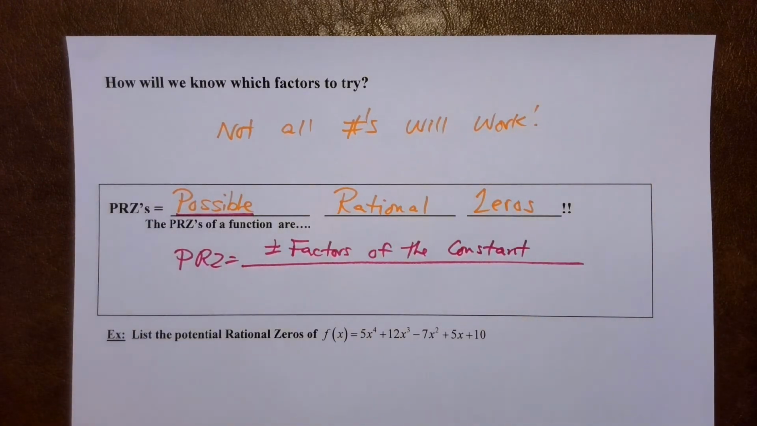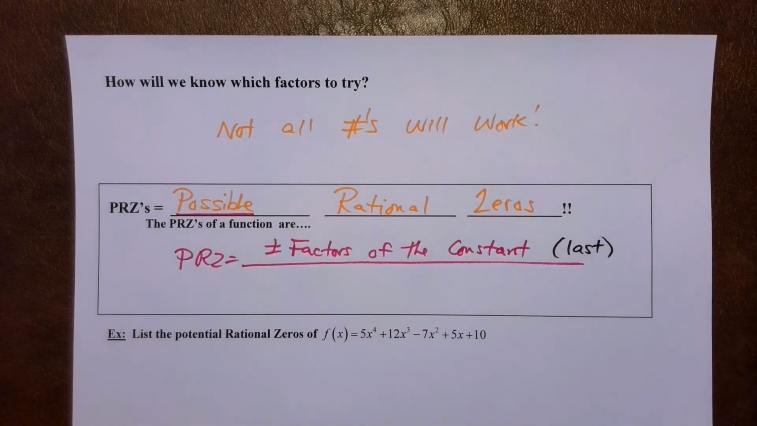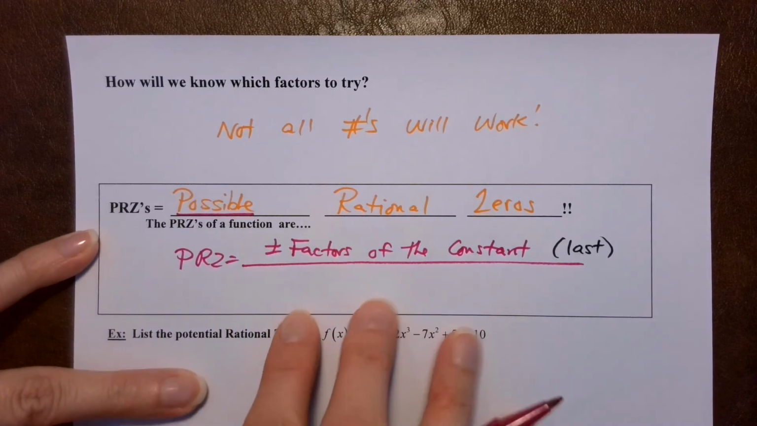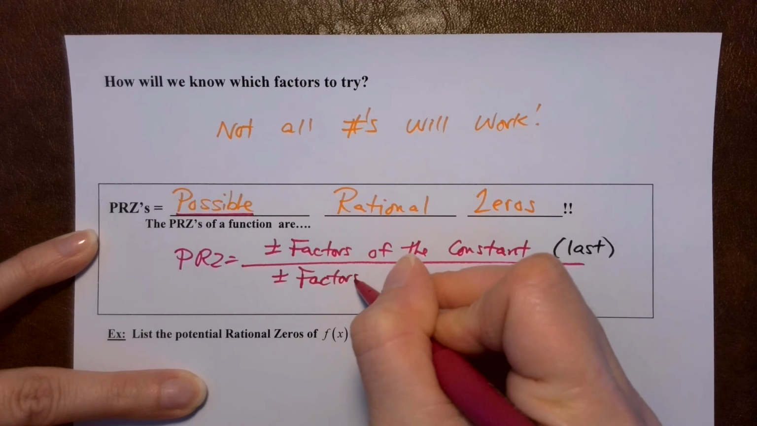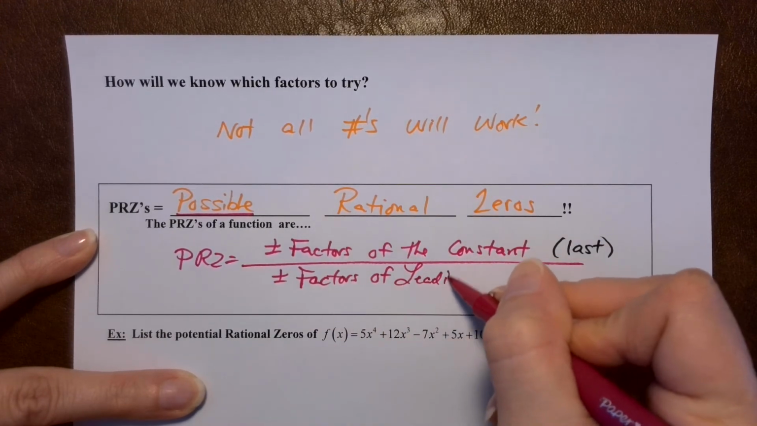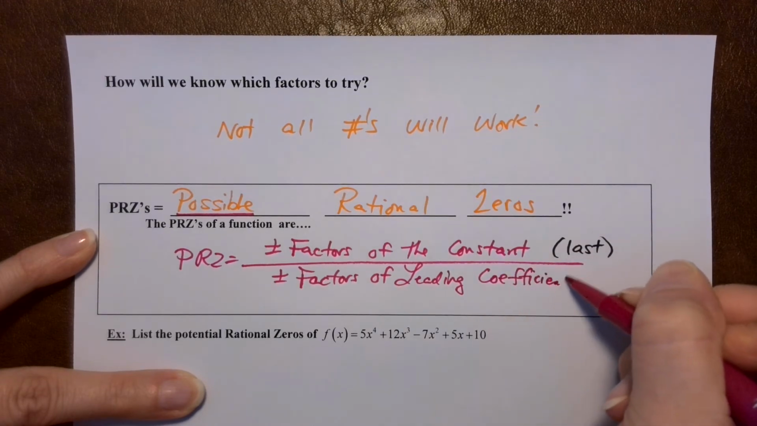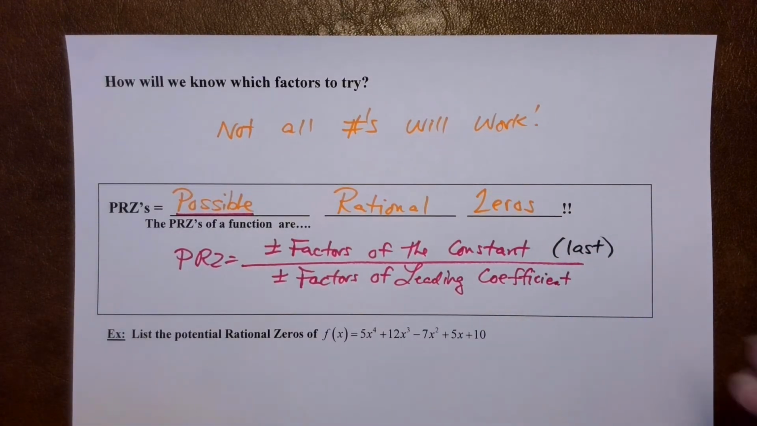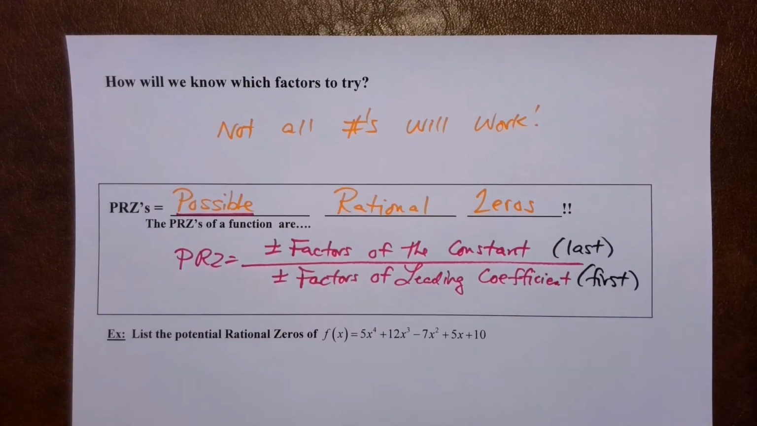Where's the constant term? It's the last term. And then in the denominator, you have to do plus and minus the factors of the leading coefficient. Where do I find the leading coefficient? Well, it's the first term in the polynomial.